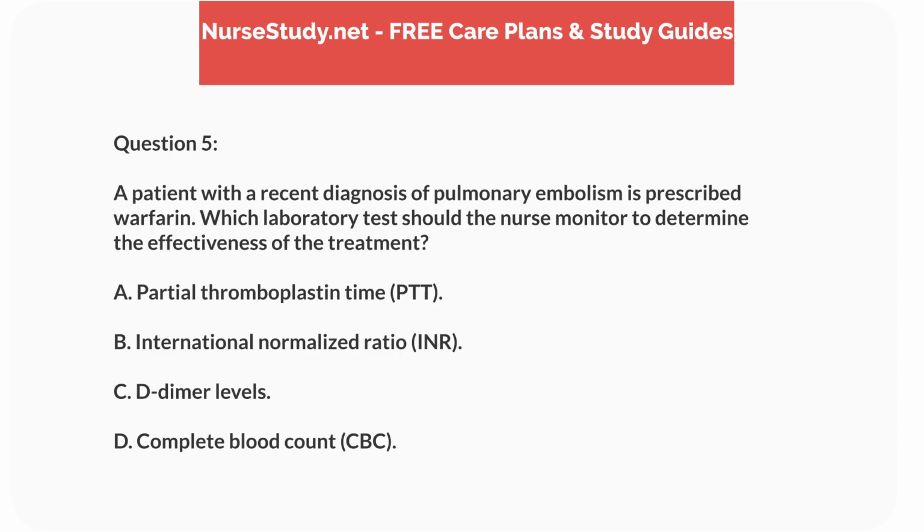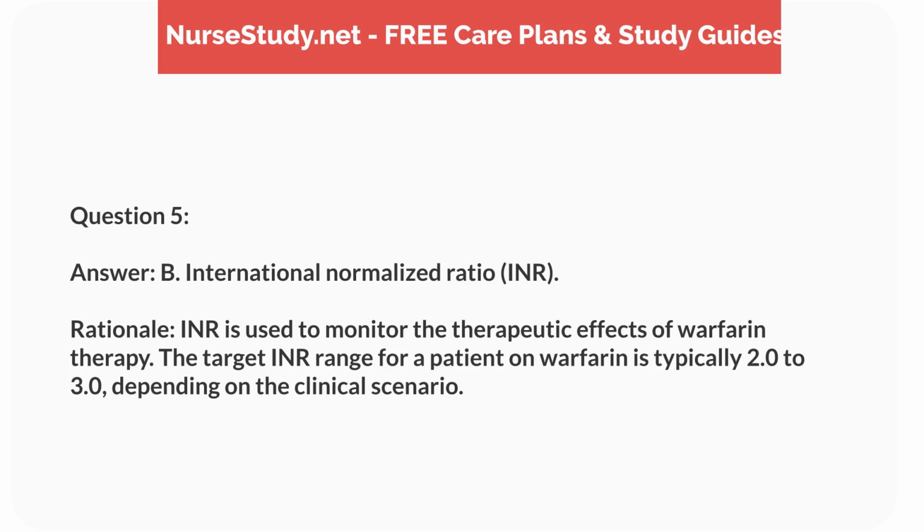A. Partial thromboplastin time, PTT. B. International Normalized Ratio, INR. C. D-dimer levels. D. Complete blood count, CBC. Answer. B. International Normalized Ratio, INR. Rationale: INR is used to monitor the therapeutic effects of warfarin therapy. The target INR range for a patient on warfarin is typically 2.0 to 3.0, depending on the clinical scenario.